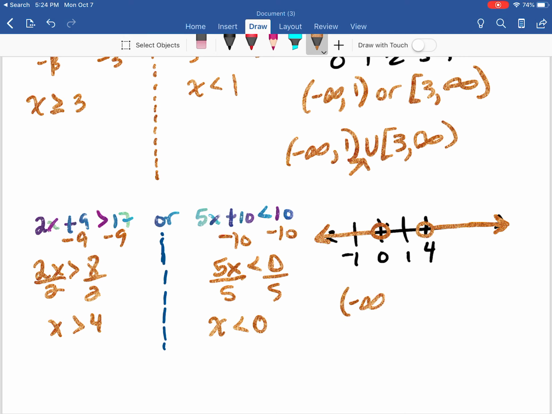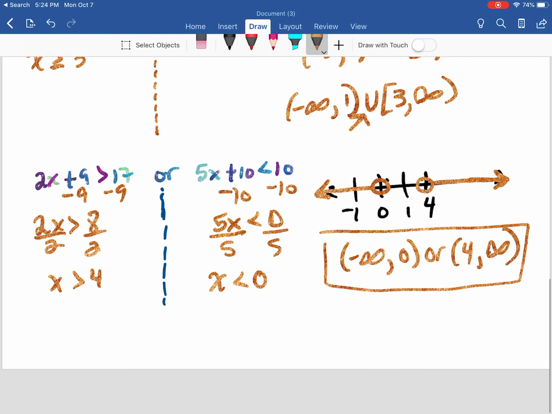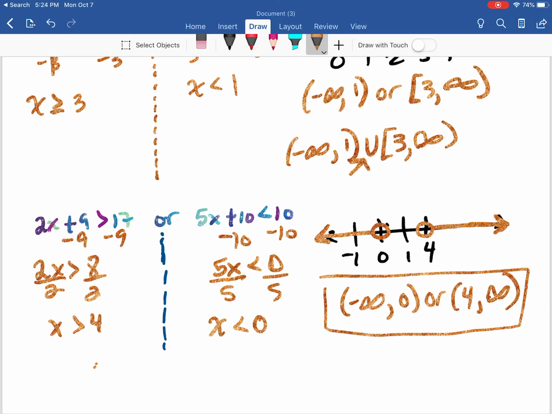So that's going to be negative infinity, comma, 0, parentheses. Then it's going to be or, parentheses, 4 to infinity. Okay? This is our interval notation. Now, in terms of how I would write this here, I would say x greater than 4 or x less than 0.